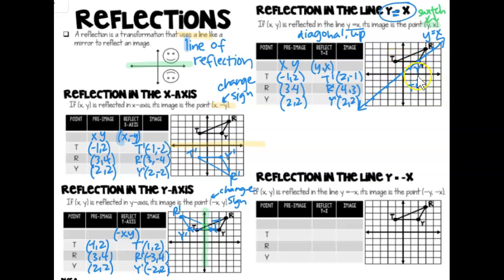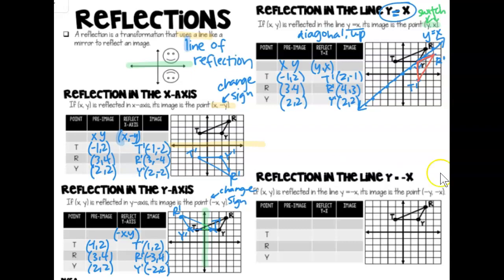So yes, I can see it's flipped over that line. And then (4, 3) for R prime. And it's a little bit jumbled. Maybe let me grab a different color here. That is my triangle reflected over the line y equals x. And now we have one final example.